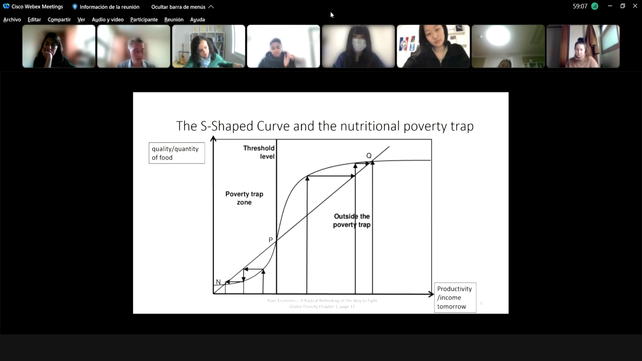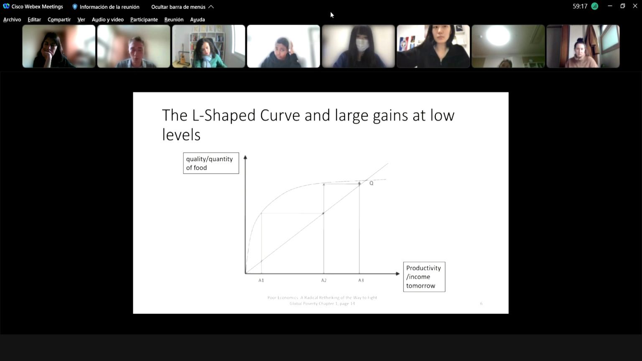And then there's also the A-shaped curve, with large gains at low levels, which basically says that the early amounts of quality and quantity of food can lead to huge productivity and income results tomorrow. So the more food you get, if you're really poor and lack nutrition, the higher the effects will be up to a specific point. The large gains from food consumption are basically made at low levels of food consumption, and after a specific point there's no steep jump in income once people start to eat enough. That's the second line of argumentation.